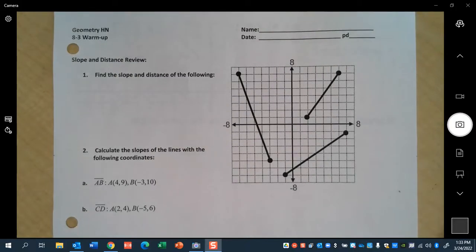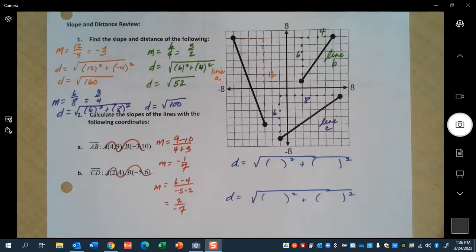So we're going to start off today with a slope and a distance review. So take the time to calculate the slope and distance of the 3 line segments on the grid and find the slopes of the following coordinates. Okay, so when we're looking at the distance and slope of the following, I have a saying: when life gives you a coordinate plane, use it.